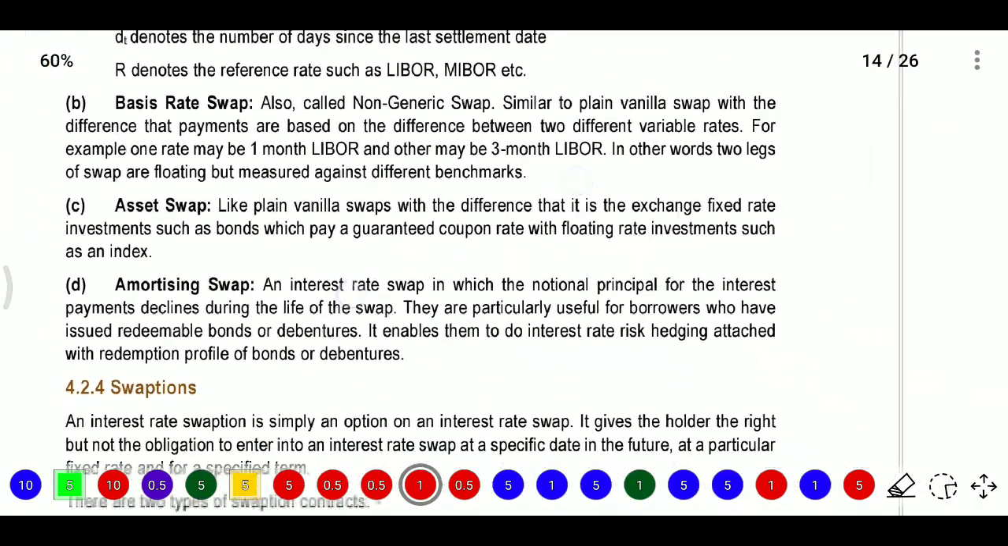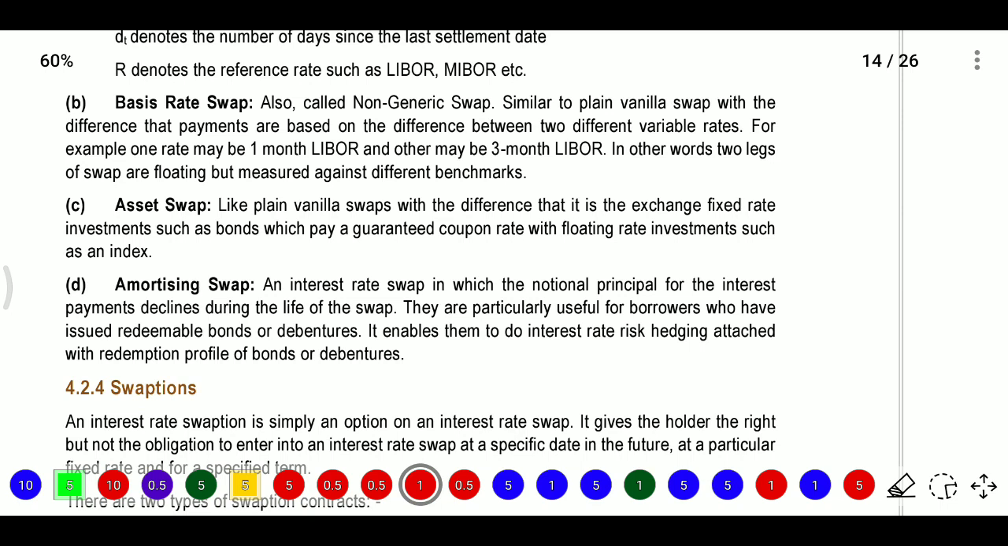Here, N denotes the notional principal and AIC denotes the fixed rate. Next is the basis rate swap. A basis rate swap means it is a non-generic swap. It is similar to the plain vanilla swap, with the difference that payments are based on the difference between two different variable rates.